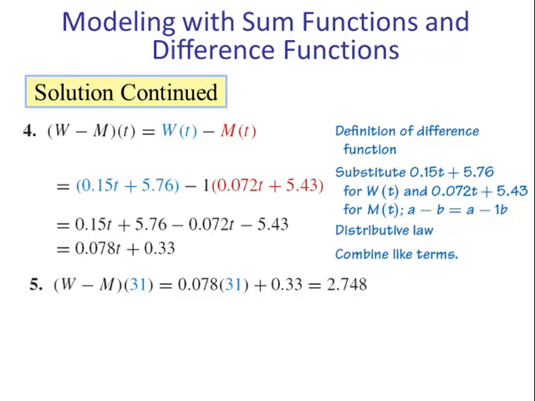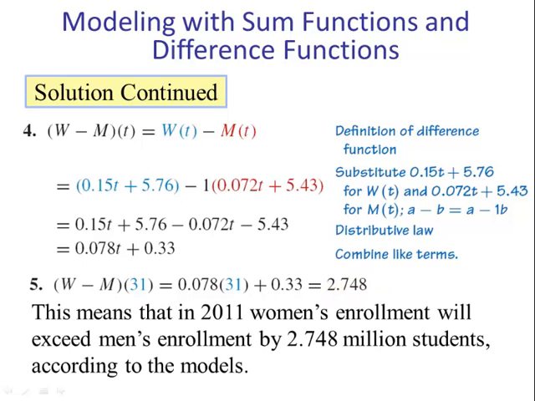Number 5, find the value of this function evaluated at 31. So we take 0.078 times 31 plus 0.33, and we see that this is a positive number. So that means there's going to be more women than men, 2.748. In terms of this problem, this means that in 2011, women's enrollment will exceed men's enrollment by 2.748 million students, according to the models. So in 2011, there will be more women enrolled than men.